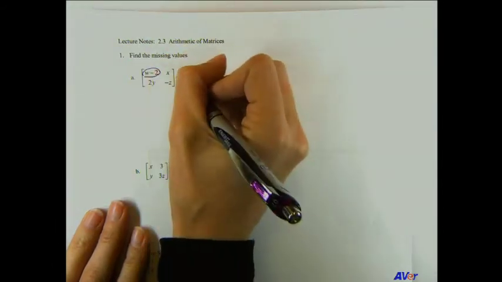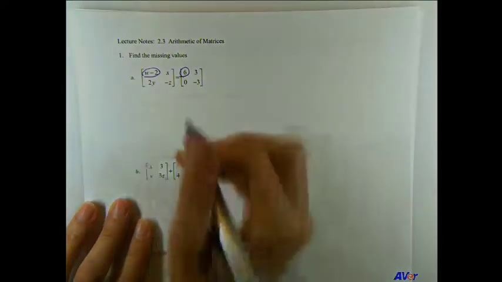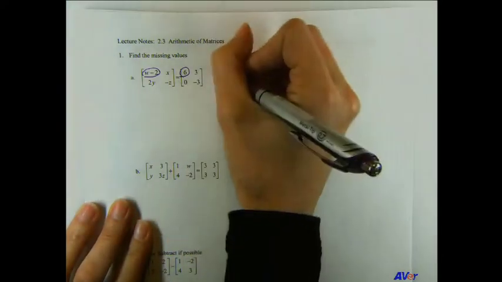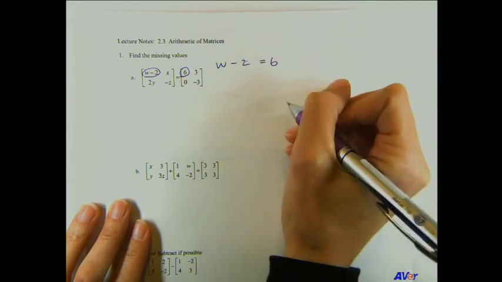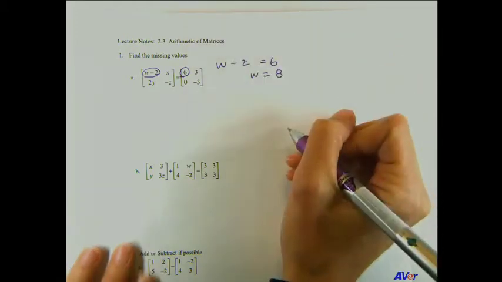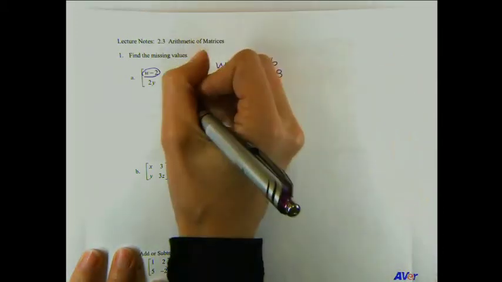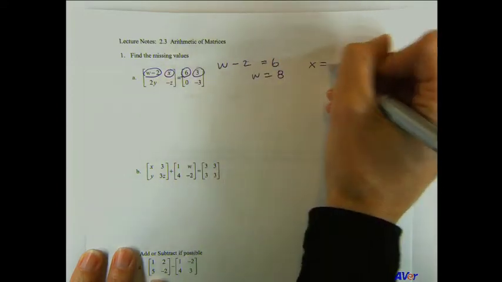So this first entry needs to match up with the first entry in the next matrix. And because they're equal, we can pull off this equation, w minus 2 equals 6. If I add 2 to both sides, that tells me that w is equal to 8. I can also find x. Entry-wise, x equals 3, so that gives me x.